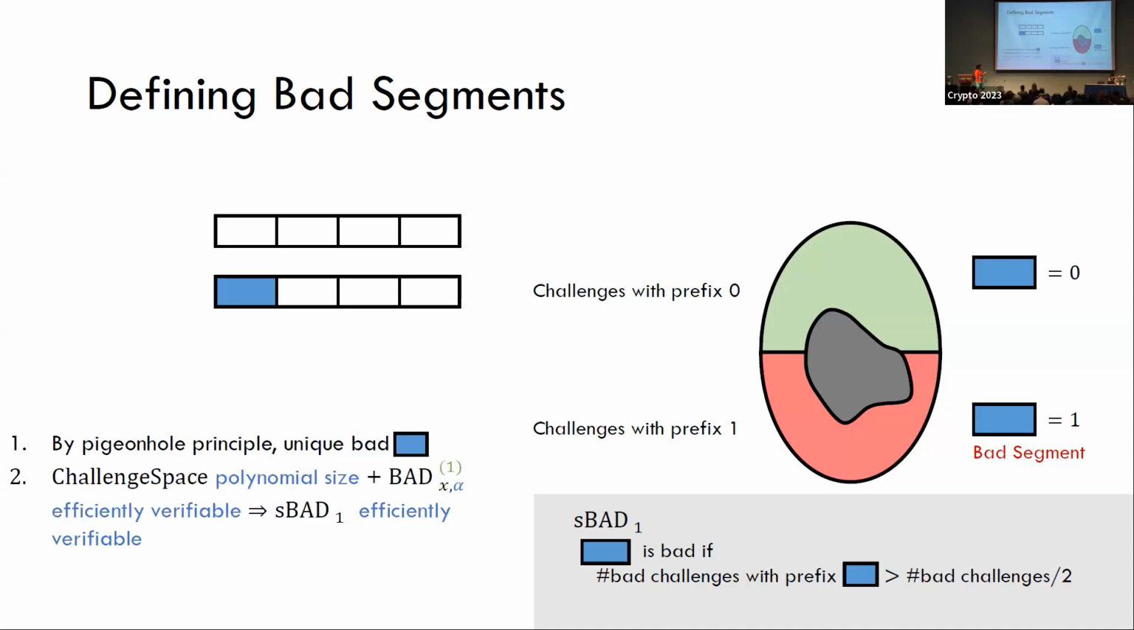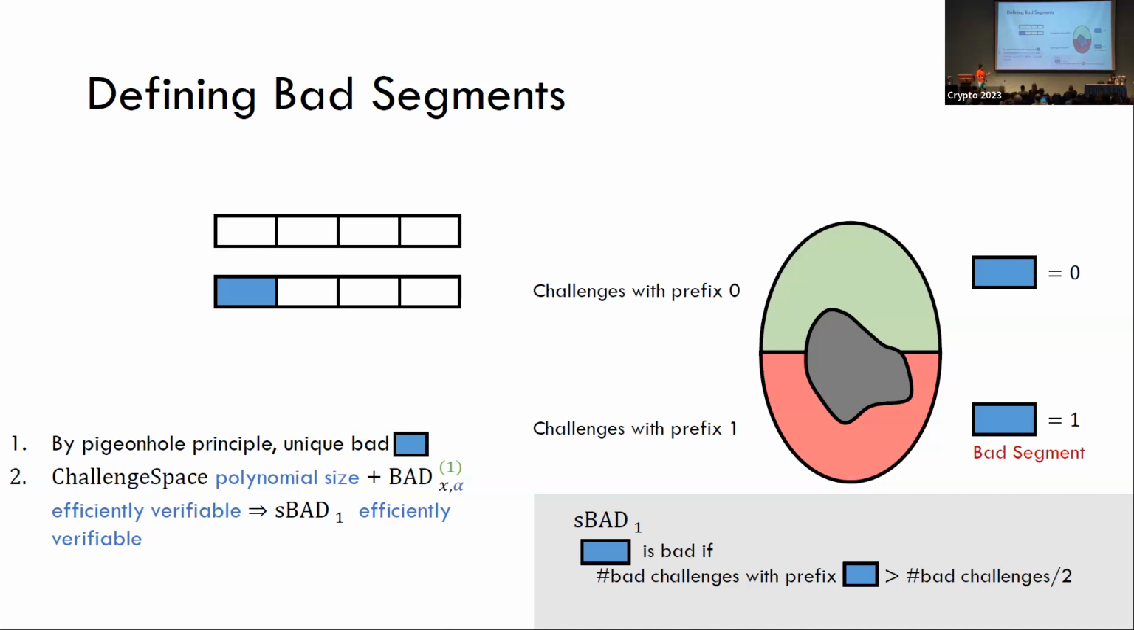So a couple of comments to note. By the pigeonhole principle, there is only ever going to be one unique bad segment. And this is true even if the segments are more than 1 bit. And the second is that, by observations that we have already made, this can actually be efficiently verified in polynomial time. Cool. So this is how we decide if the first segment is bad or not.